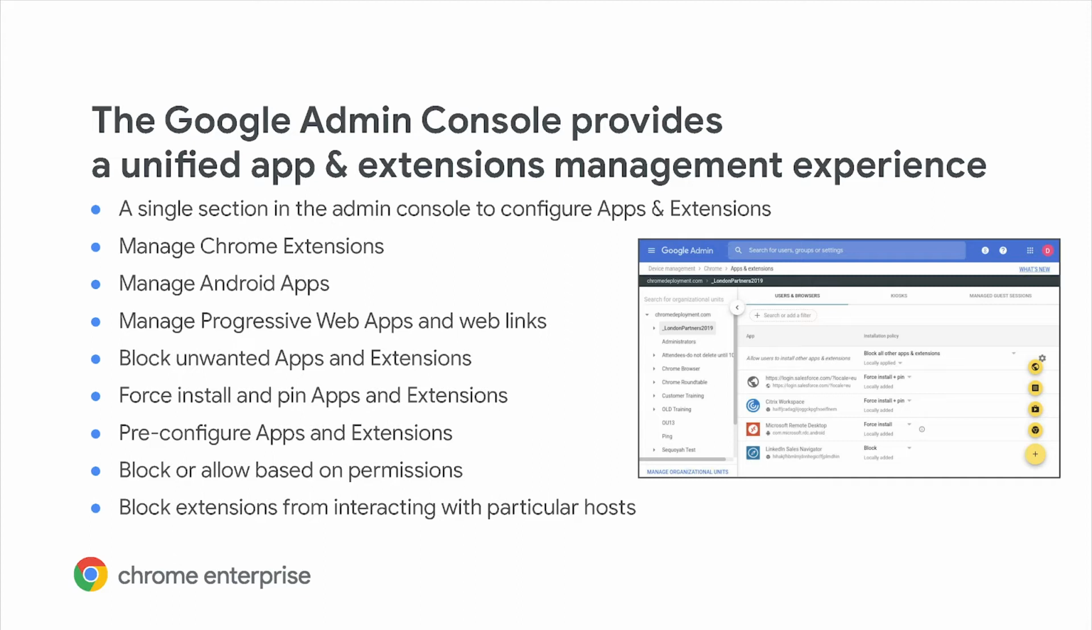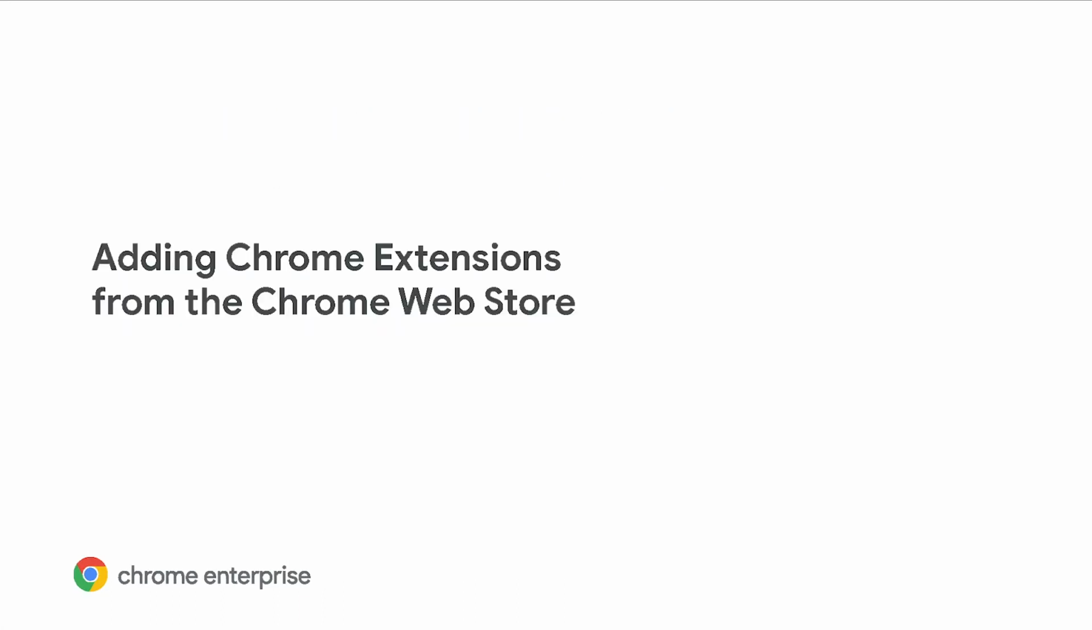So the Google Admin Console is accessed at admin.google.com. It provides a single management console for multiple Google products, including G Suite and Chrome Enterprise. And specifically for app management on Chrome OS, it provides a single place to manage Chrome apps and extensions, Android apps, PWAs, and web links. Administrators have controls to allow or block specific apps, to force install apps, and to pin them to the taskbar. So let's first take a look at Chrome apps and extensions.